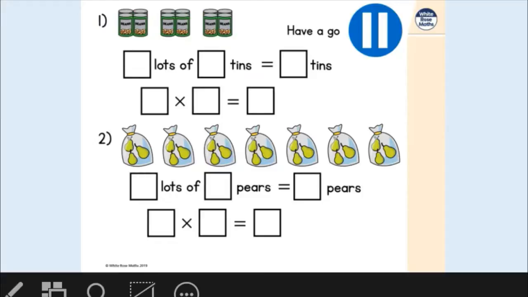Okay, so number 1, we can see we've got 3 lots of tins, haven't we? And we've got 4 tins in each group. 3 lots of 4 tins is 12 tins, and our number sentence, 3 times 4, is equal to 12. With the pairs, we don't have 3 lots, do we? We've got more than 3 lots. We've got 7 lots, but each group, each lot, has got 3 in. So this time we'd say 7 lots of 3 pairs equal 21 pairs. And our number sentence, 7 times 3 is equal to 21.